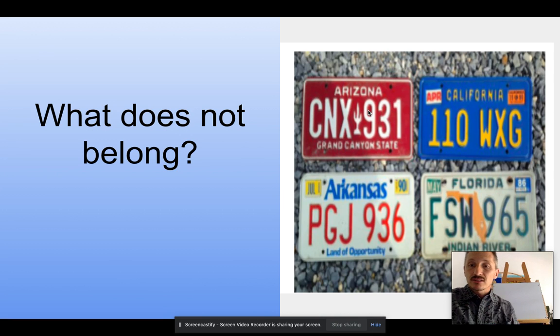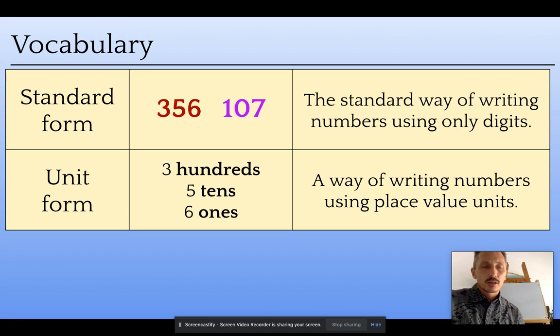Remember, you can pause this video at any time and come back to it and listen to it again if you need to. But here we go. We're going to start off by talking about some of the very important vocabulary words that we're going to be learning throughout this unit. Your standard form.